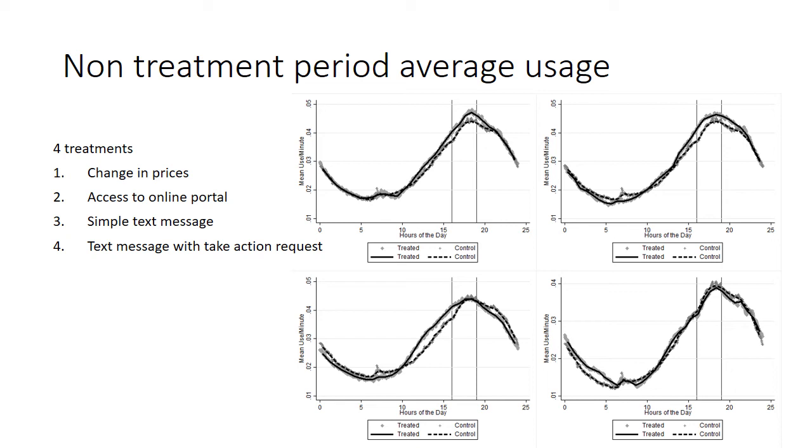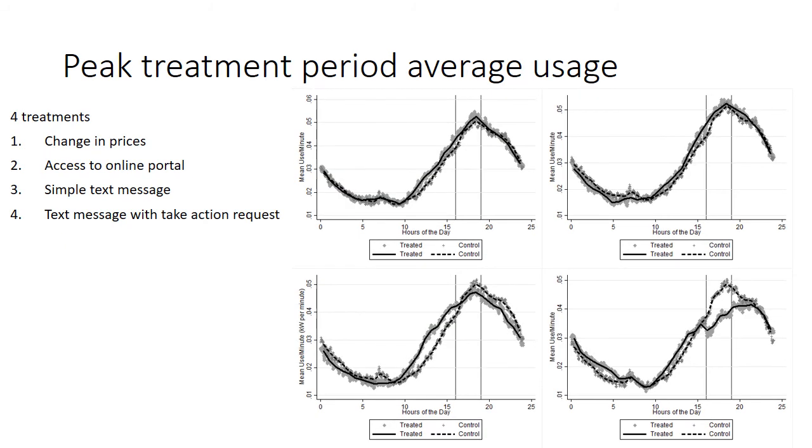Here are the 4 groups relative to a control group. You can see this is during the control period, so this is not when any of the interventions are taking place. Basically, what we'd want to see here is that the consumption pattern over the course of the day is relatively similar between the treatment and control groups, and that's what we find.